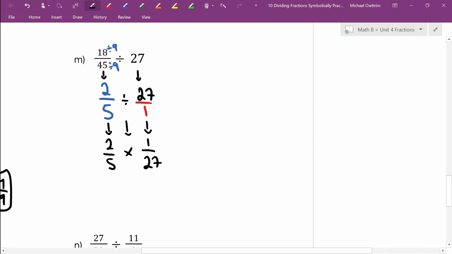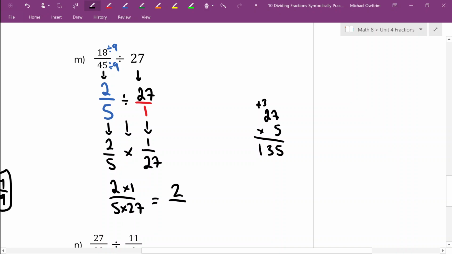There's no further simplification I'm going to be able to do here, so I am just going to need to multiply out. So I'll do my 27 times my 5. 5 times 7 is 35. 5 times 2 is 10, plus 3 is 13. So I'm going to get my 2 times 1 over 5 times 27 gives me 2 over 135. And that'll be my simplest form answer.